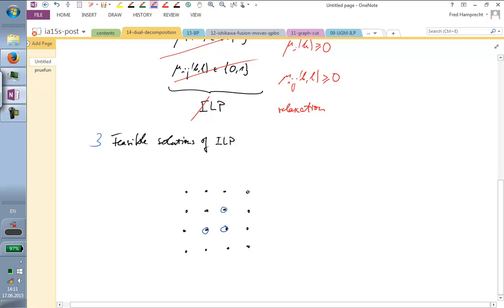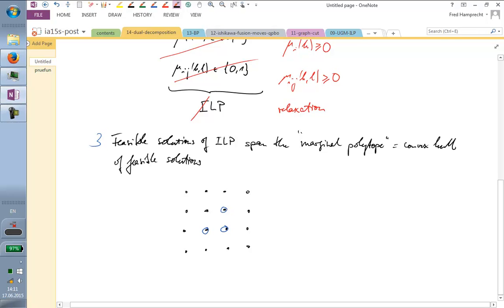And these feasible solutions, they span the marginal polytope. So this marginal polytope, this is the convex hull of the feasible solutions. Note, these are not optimum solutions. We just have a single or few optimal solutions, but here we're talking about all feasible solutions. Okay, so in this case, the marginal polytope would be this.